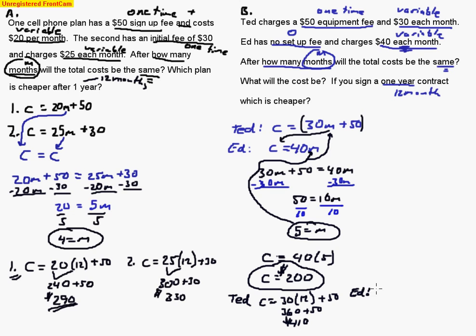At 5 months, they charge the same. Anything after that, Ted's the cheaper one. So let's see what Ed's is. Cost equals 40 times 12. Multiply those two amounts, not a whole lot more, $480. I got that by doing 12 times 4 is 48, and then you add a 0. So you can see Ted is definitely the cheaper one. Well, those are some examples of why we use systems of equations and how to write them.